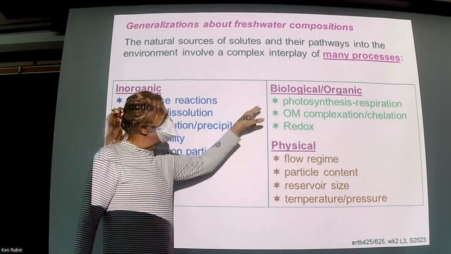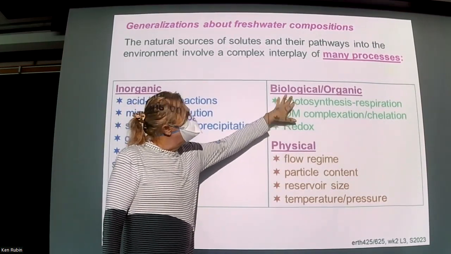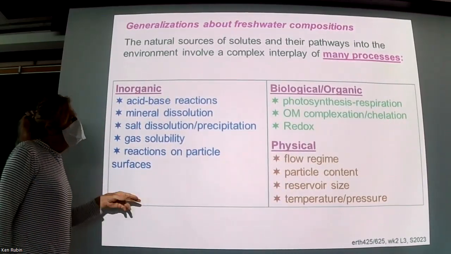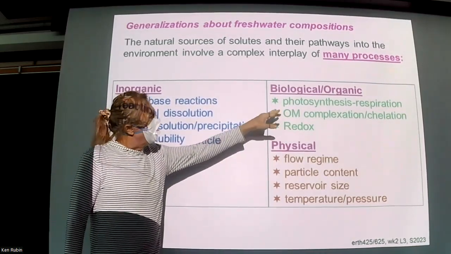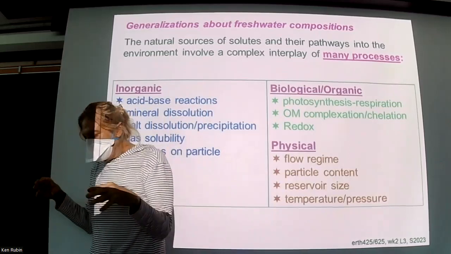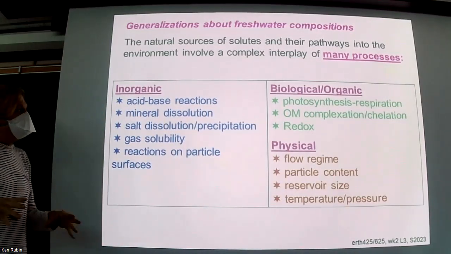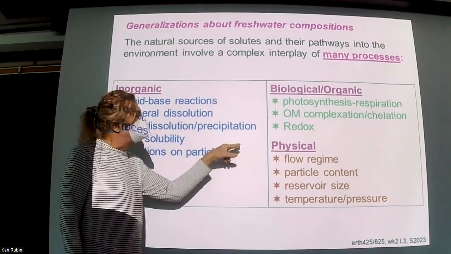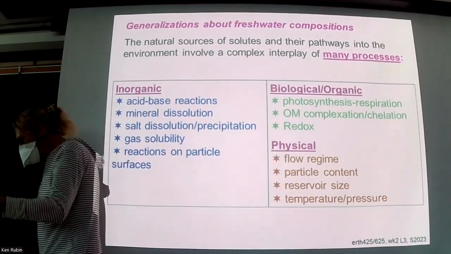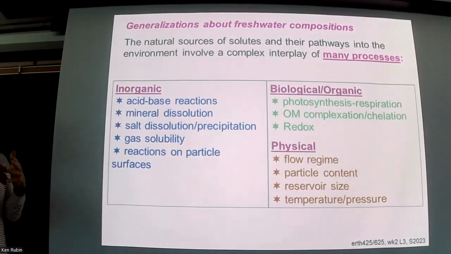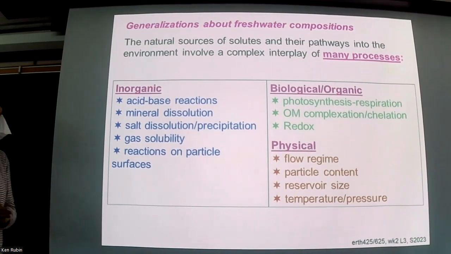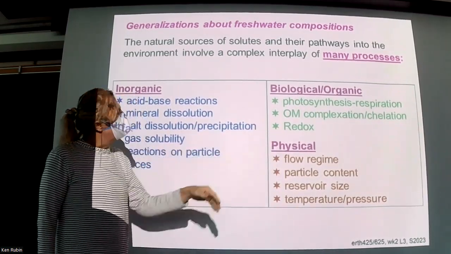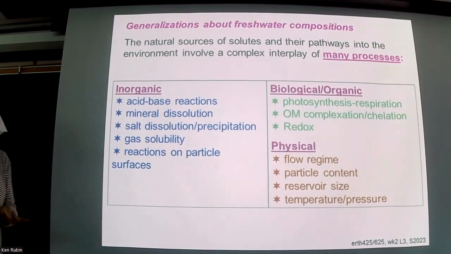environments that are oxygenated. There's other analogous processes that happen in anaerobic environments, which we'll talk about. OM is my abbreviation for organic matter. So complexation and chelation reactions happen between organic matter in solution and other things that have been dissolved primarily by these inorganic mechanisms. Redox, maybe you remember this term from a chemistry class where you learned about what makes batteries work. It's the exchange of electrons, oxidation reduction reactions, very important in the environment, primarily driven by the master variable of the presence or absence of oxygen.